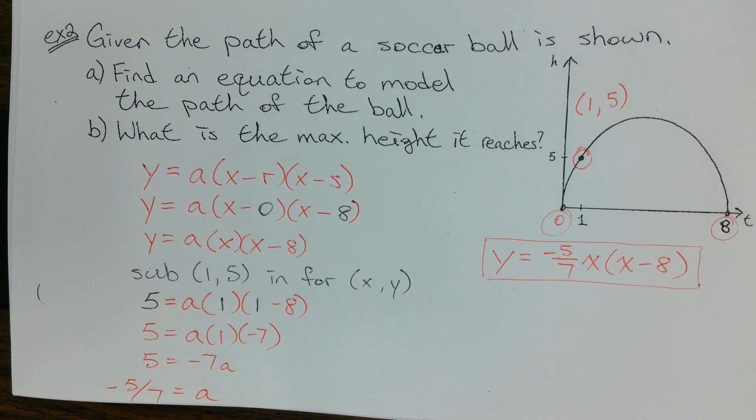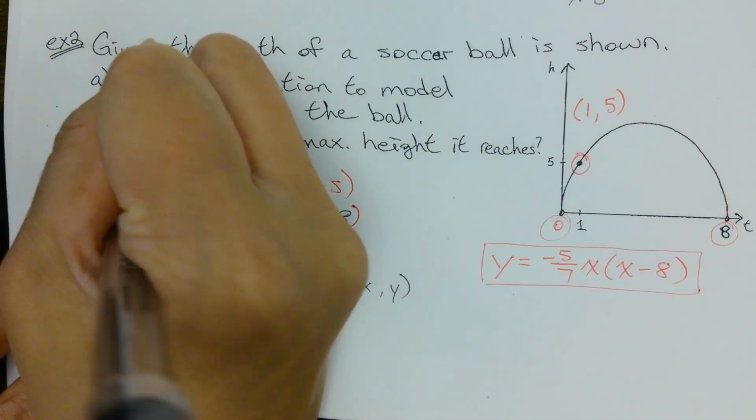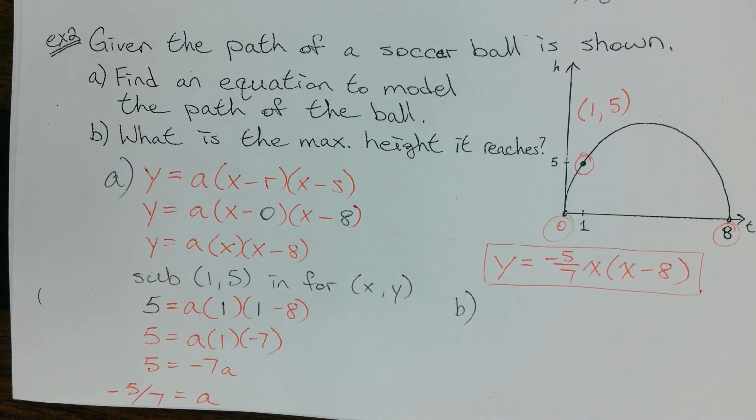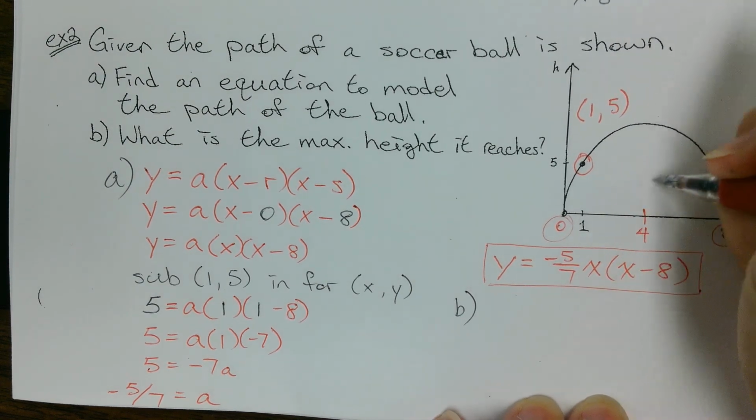Part B, what is the maximum height it reaches? So this was part A. Part B, how do I figure out the max height it reaches? Aryan, what's your idea? It would be the vertex, so you just find the average of the both x-intercepts, which would be 4, and then you plug that into the equation.